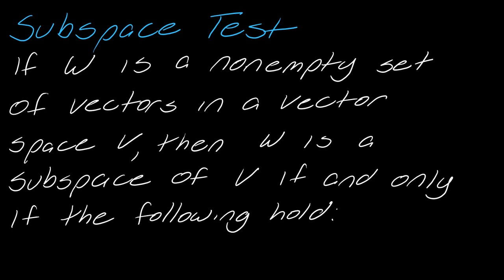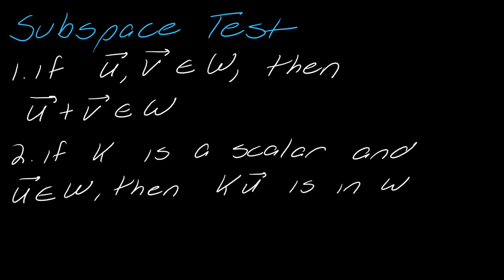So if W is a non-empty set of vectors in a vector space V, then W is a subspace of V if and only if the following holds. These are the 2 things that we've really got to check. If u and v are in W, then u plus v has to be in W. And if k is a scalar and u is in W, then ku is in W.